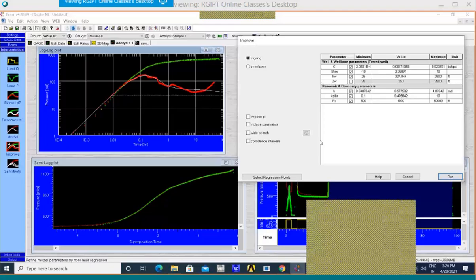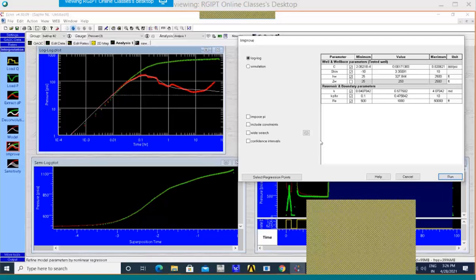So I will remove this from the picture. HW, it is suggesting 327, so we will not run simulation over HW also. So keep this as a constant. Now run it. Again, even with 1000, I'm not getting the good match here.